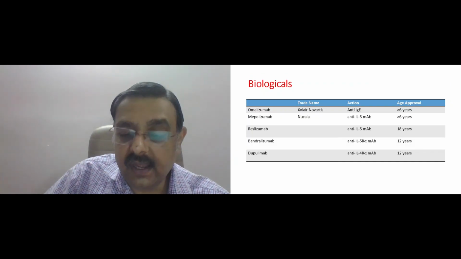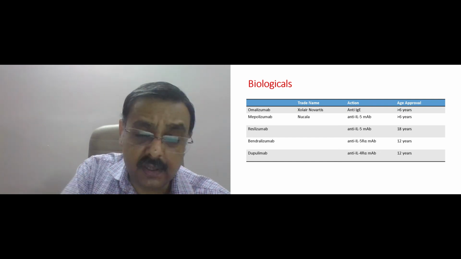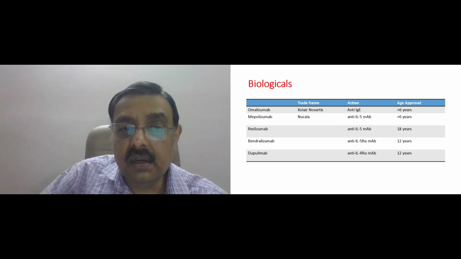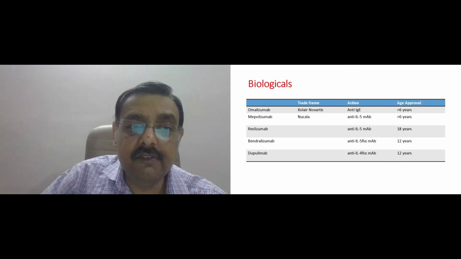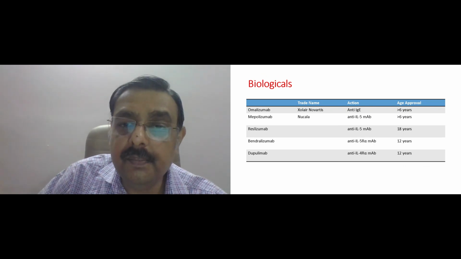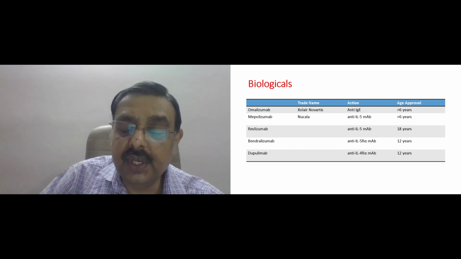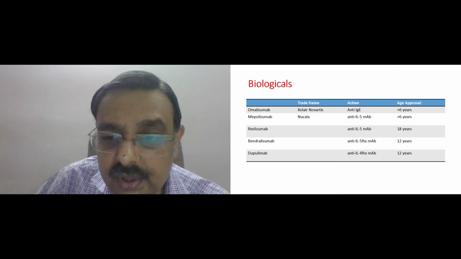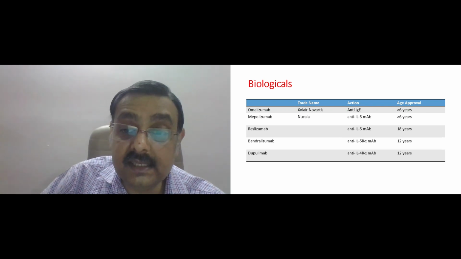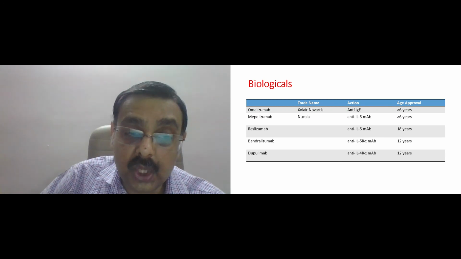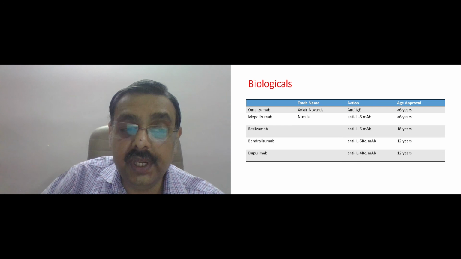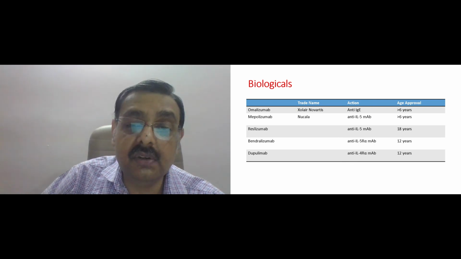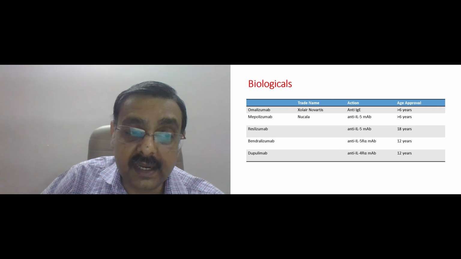The biologicals which we have available to us are omalizumab, which is anti-IgE. The FDA approval is for more than 6 years of age. Then you have mepolizumab, with the name Nucala, which is an anti-IL-5, which you can use in more than 6 years now. That is the European Medicines Agency approval. Then you have reslizumab, benralizumab, and dupilumab, which are hardly used in clinical practice, at least in the pediatric age group. Dupilumab is an excellent drug which has been shown to be of benefit in children who have very severe atopic dermatitis as well.